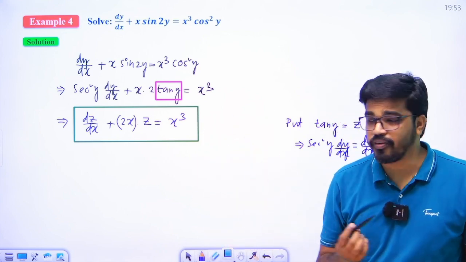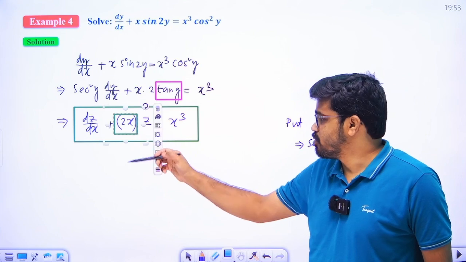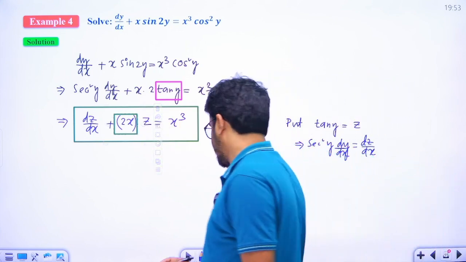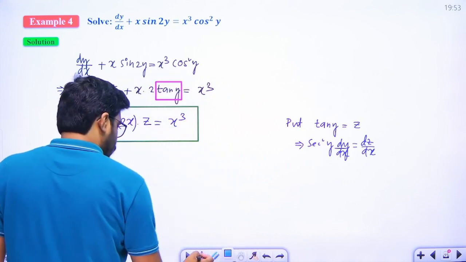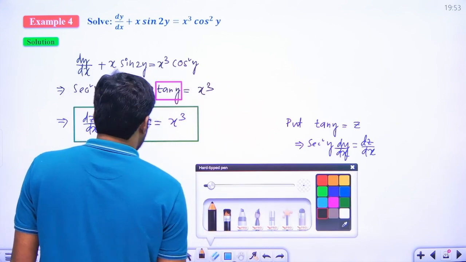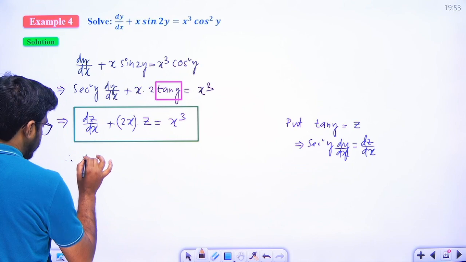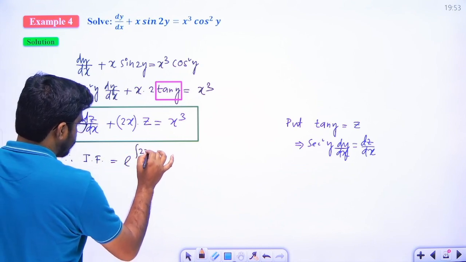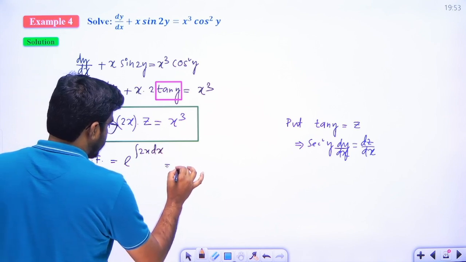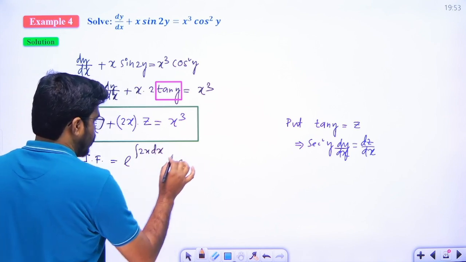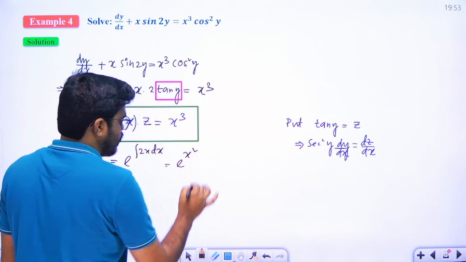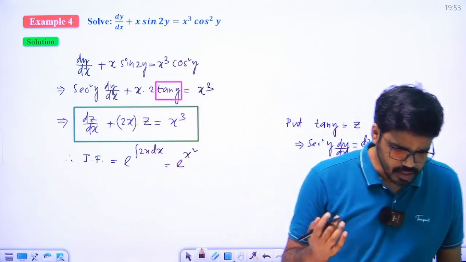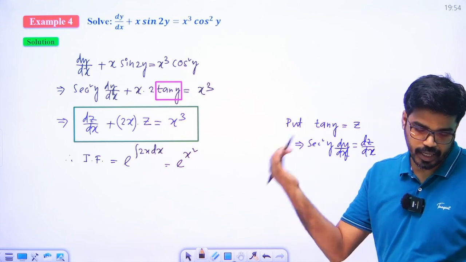So what is the integrating factor? The integrating factor will be e to the power integration p dx. What is p here? P is 2x, right? So therefore the integrating factor will be e to the power integration 2x dx, that is e to the power x square by 2 times 2, that means simply x square. Okay, so what is the integrating factor? The integrating factor is e to the power x square.